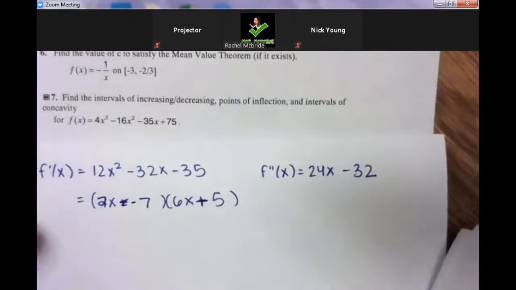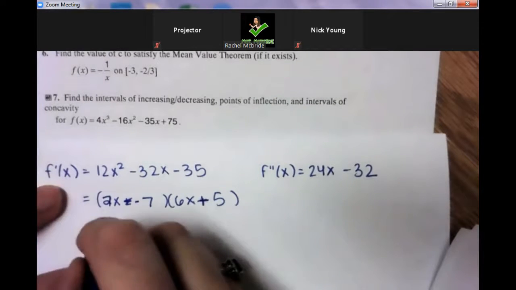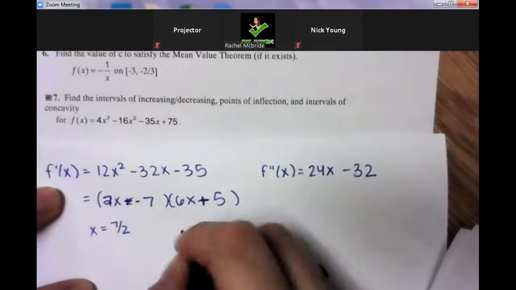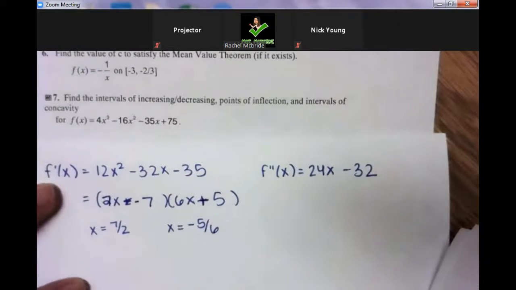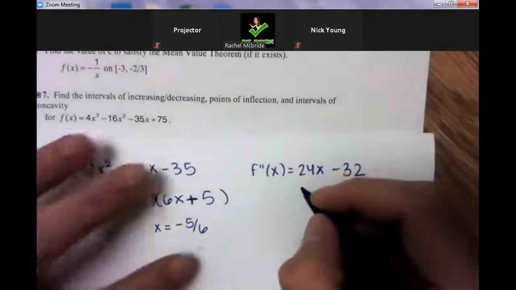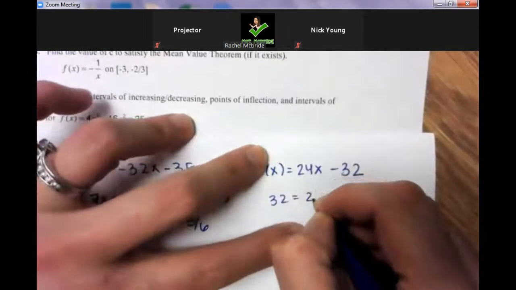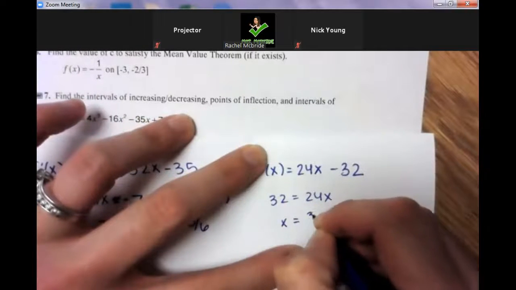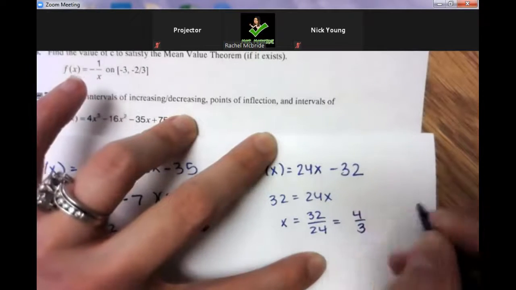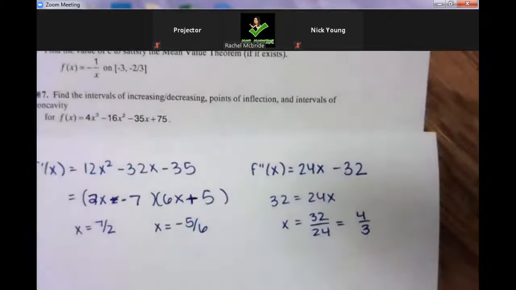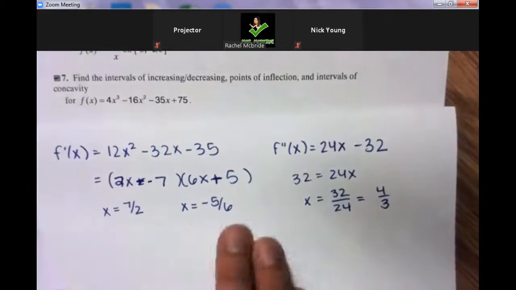Okay, so you'd have 2x minus 7, 6x plus 5 rather, making my critical points 7/2 and negative 5 over 6. And then over here, you'd get 32 equals 24, or x equals 32 over 24, which reduces to 4/3. So those are considered our critical points.